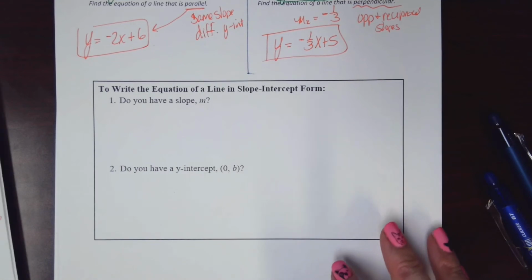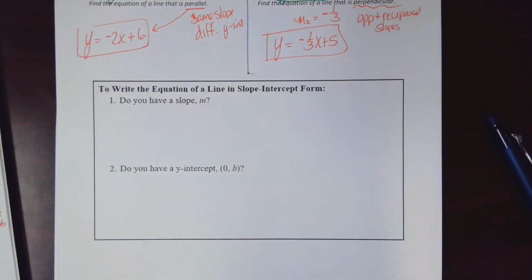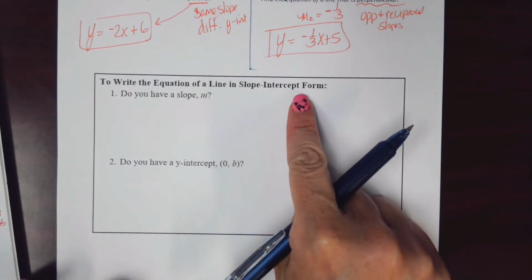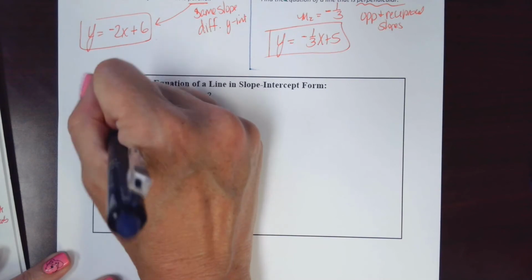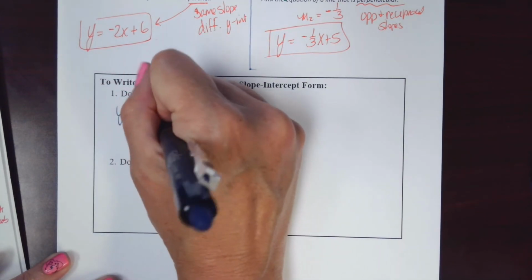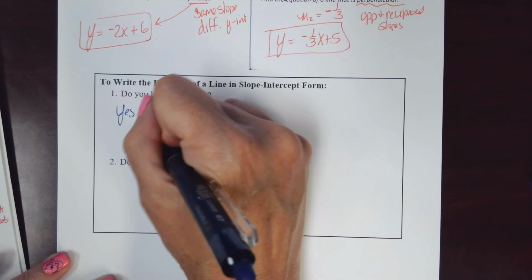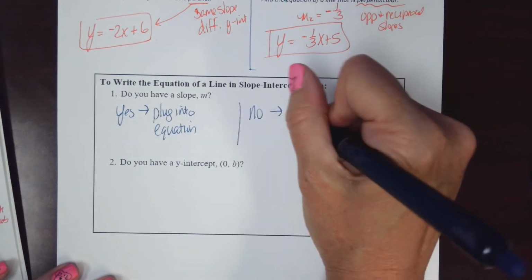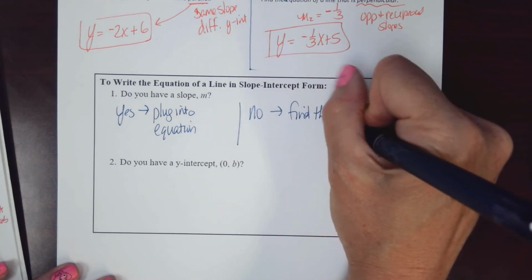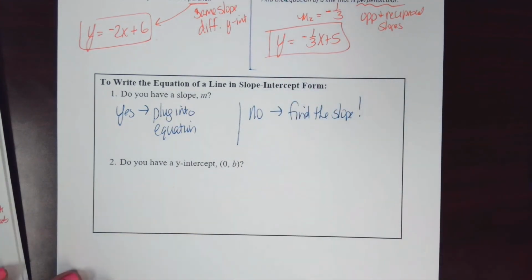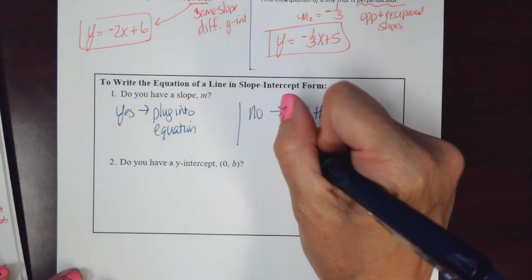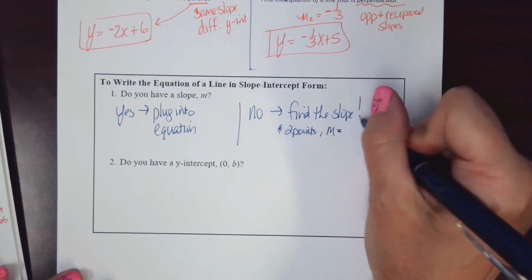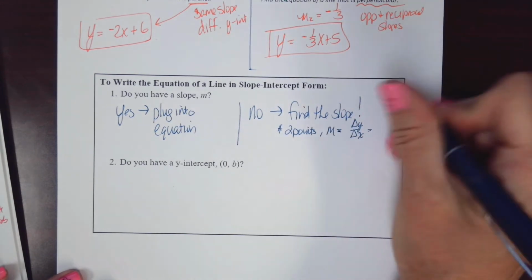Okay, for those of you who like things all in one nice neat place, here is your nice neat place. To write an equation of a line in slope-intercept form, do you have the slope? If your answer is yes, then you plug that into your equation. If your answer is no, then you find the slope. Remember that if you know 2 points, you're going to use m equals change in y over change in x formula.